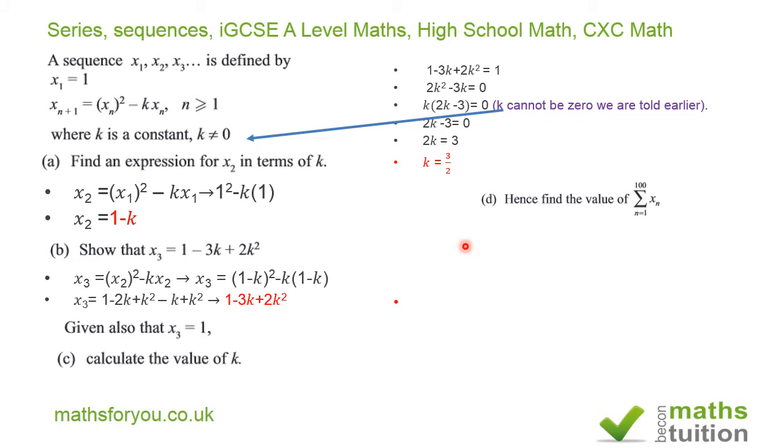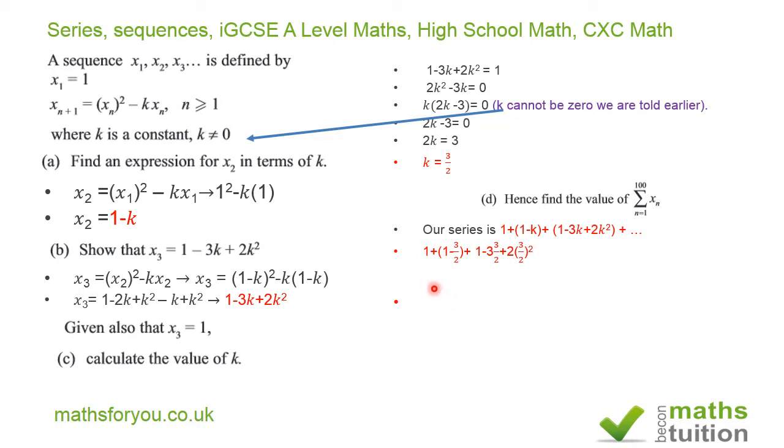Now for part d, it says, hence, find the value of the summation from the first term to the 100th term. It says hence there, therefore we have to use the value of k is equal to 3 over 2. Now, this is a series. Our series is 1 as the first term, plus 1 minus k, second term, plus 1 minus 3k plus 2k squared, plus and so on.